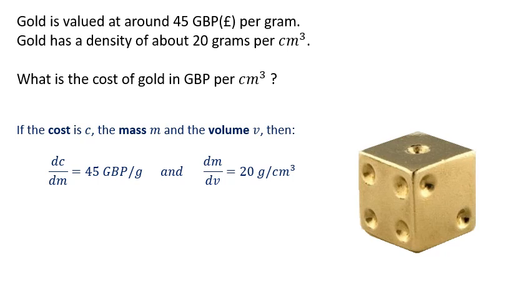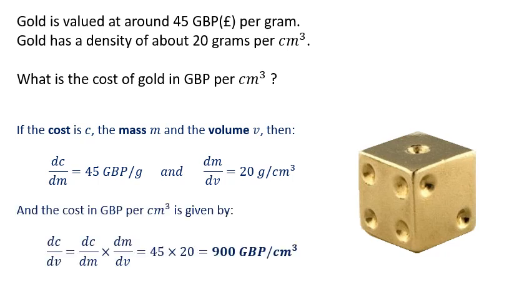And the way we do this is the way you would probably expect to. If you've got a single cubic centimetre, then it must weigh 20 grams, and for each of those grams the cost is £45. So we multiply them together. Now, having written it in this derivative form, hopefully you can see the dm bit cancels out. That's not exactly what's happening, but it's pretty much what's happening.